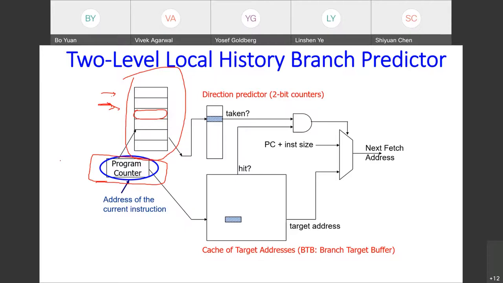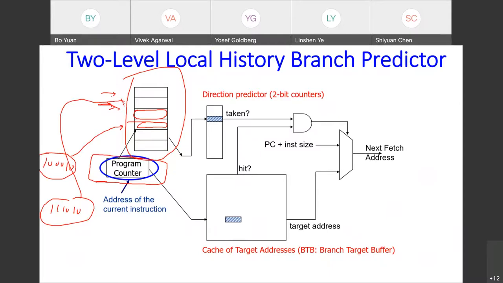So for example, for one branch, it addresses like 1001. And then we can use this address to look up this table to access its related local history. While another branch has its own PC value, with the address 1110101. When we execute this one, the PC value will be this, and again we'll use this address to look up this table to find this branch's local history.